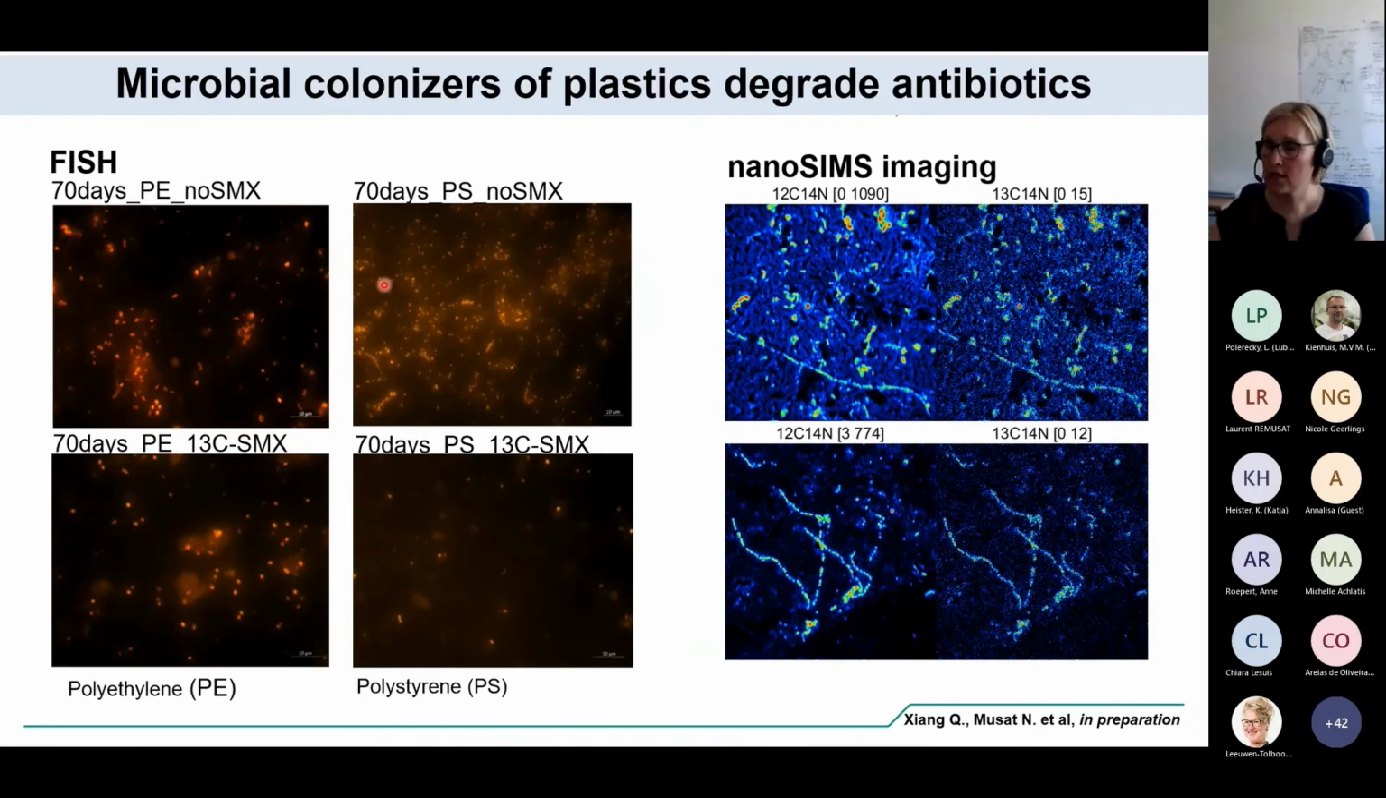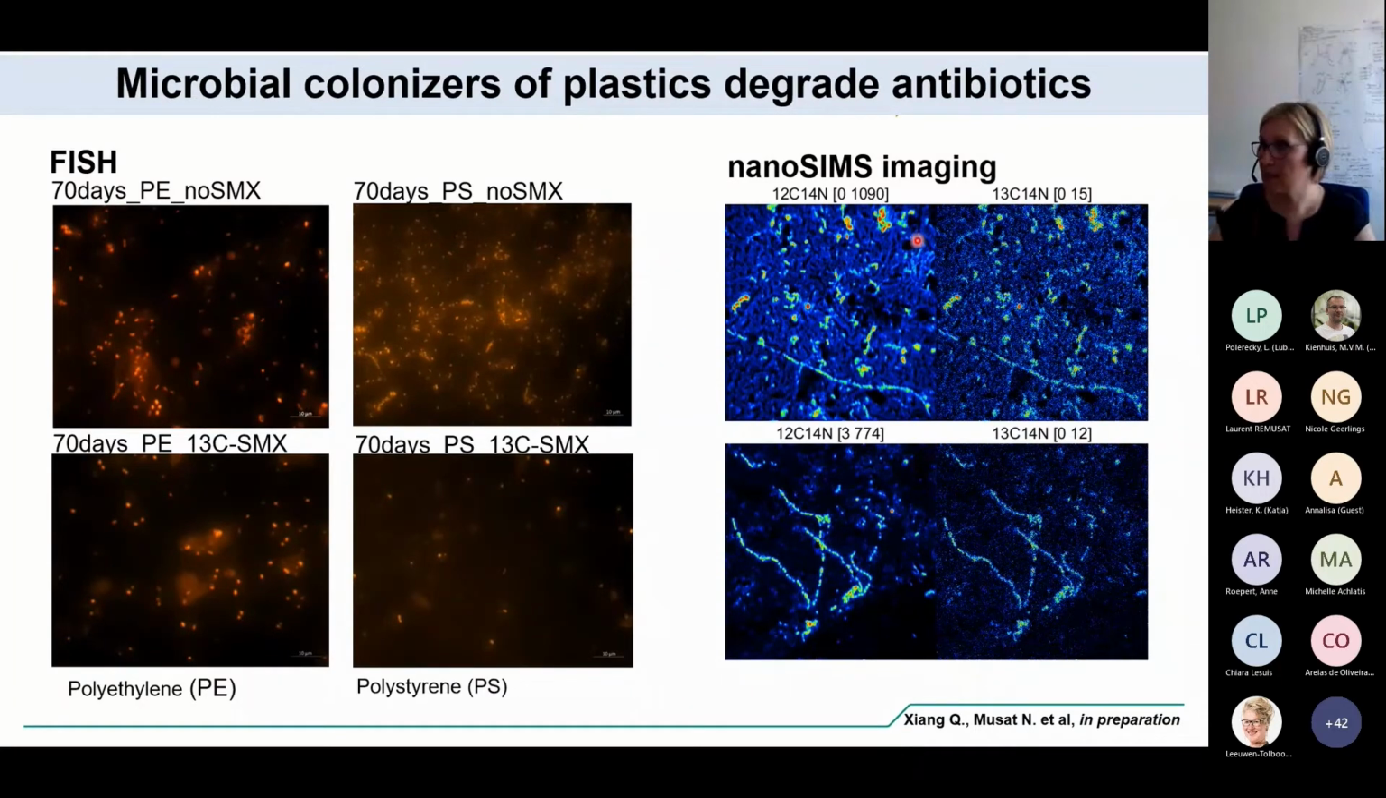So I will show you just preliminary data from the 70 days of incubation. So we have 30 days, 70 days, and 130 days. What we have seen is definitely differences between different types of plastic, this PE and PS, and we definitely have seen a decrease. The colonization on those where we added antibiotics was, of course, much lower versus the plastic pieces where we did not add the antibiotic.